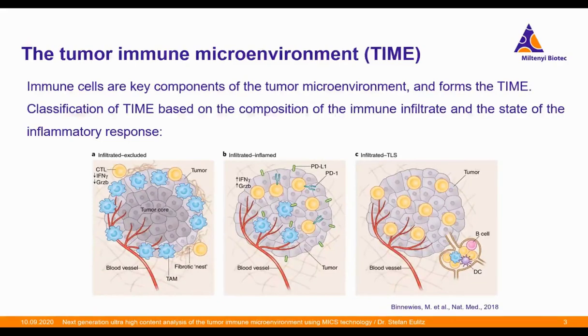The second type is the infiltrated inflamed type, depicted in Figure B. This type is characterized by an abundance of PD-L1 expression on tumor and myeloid cells and highly activated cytotoxic lymphocytes expressing, among others, PD-1 and interferon gamma. The presence of a tertiary lymphoid structure, short TLS, adjacent to the tumor defines the third type, the infiltrated TLS type. A TLS is an aggregation of immune cells with a similar composition as lymph nodes, including B cells, dendritic cells, and regulatory T cells. We will also have an example of this type in the presentation.